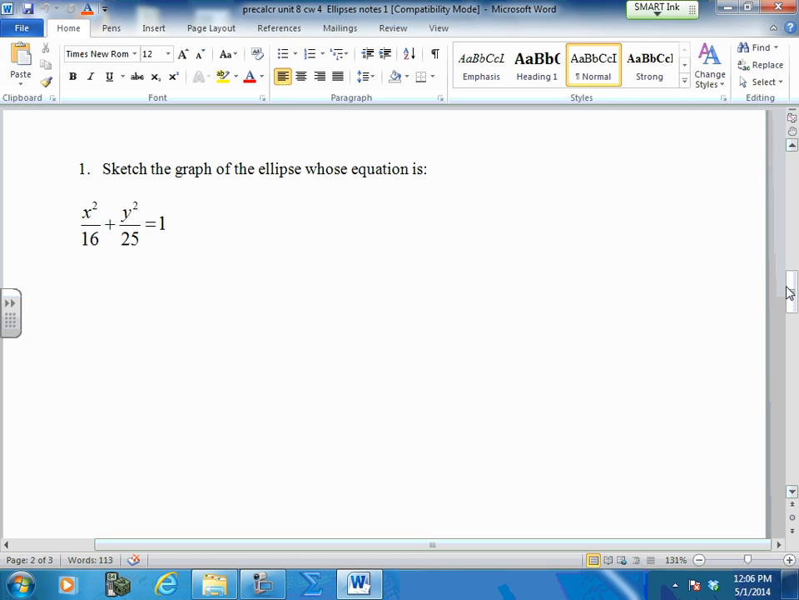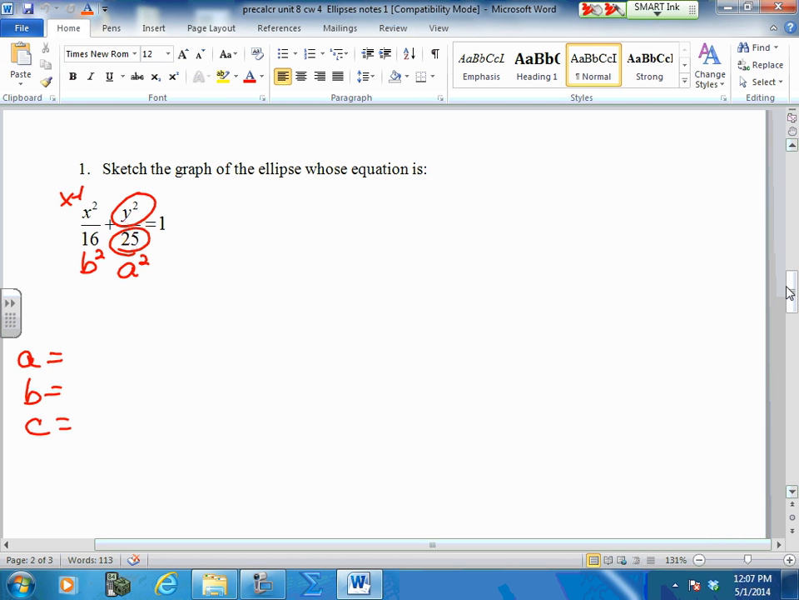Now, which number is larger, 16 or 25? 25. So this is your a squared. This is your b squared. You're going to set up an a, a b, and a c. Now the one that's larger is the major axis. So we look above it and we say, the y. That means my ellipse is going to be oblong going vertically. That's going to be the major axis.